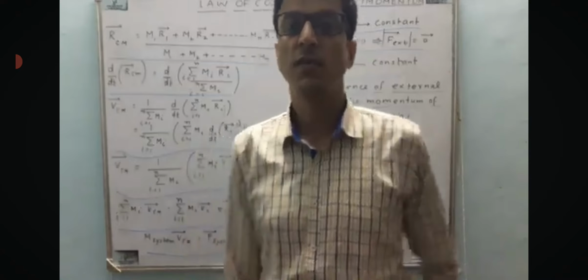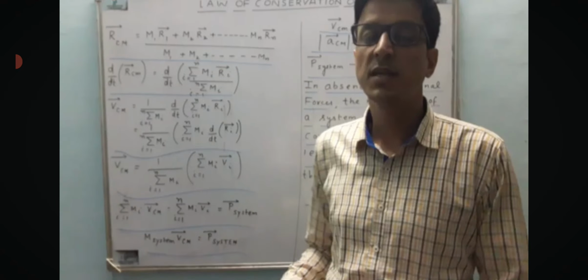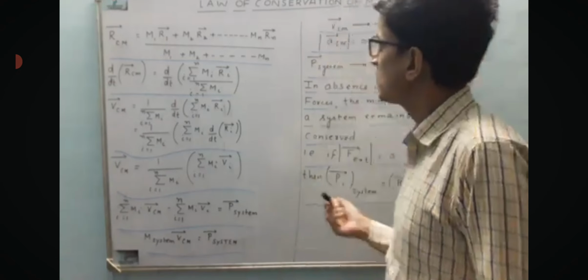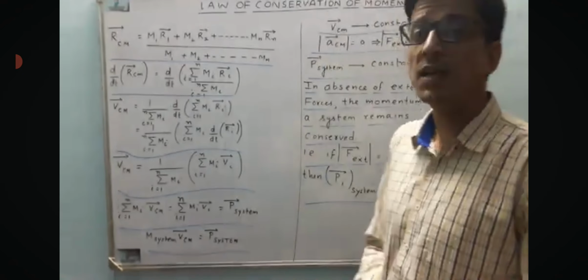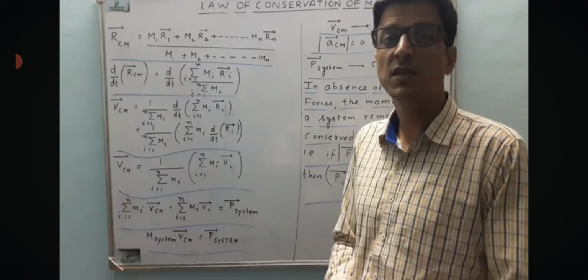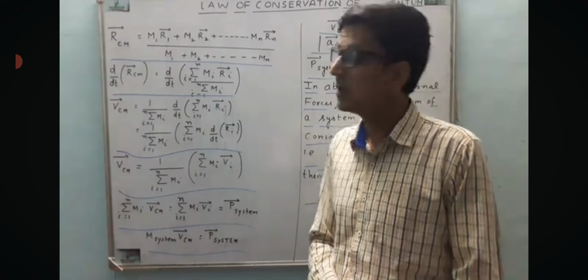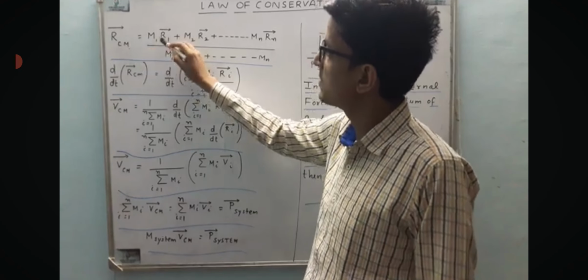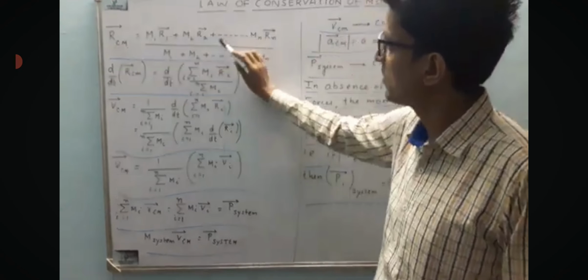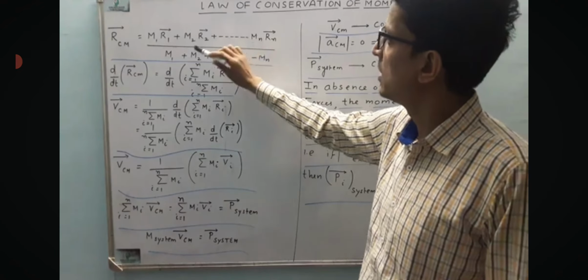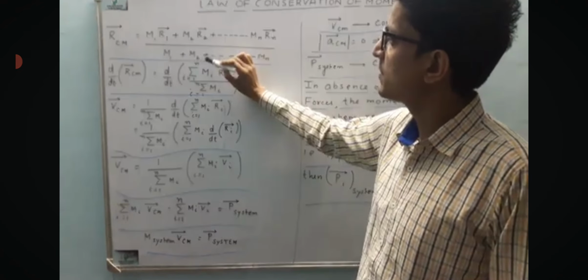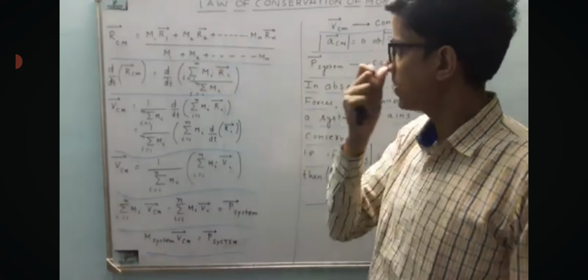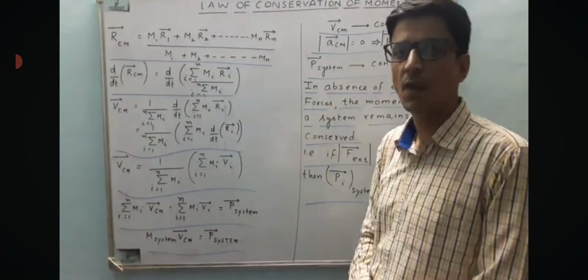आज से बात करूँगा आपसे लॉ ऑफ कंजर्वेशन ऑफ मोमेंटम के बारे में. So let's suppose that there are n particles having position vectors r1, r2 up to rn. So we know that the position vector of center of mass of the system is m1 r1 plus m2 r2 plus so on up to mn rn divided by m1 plus m2 plus so on up to mn.